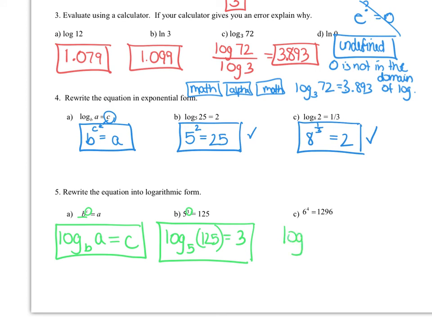Here, base of your exponent becomes base of your log. Logs equal the exponent, so that's 4. All you have left is the 1296. And all of those you can check on your calculator. Not A because it's variables, but for B and C you can. You can do your change of base formula, or you can do math, alpha math, and you'll see that you have converted it correctly. All right, that is it.